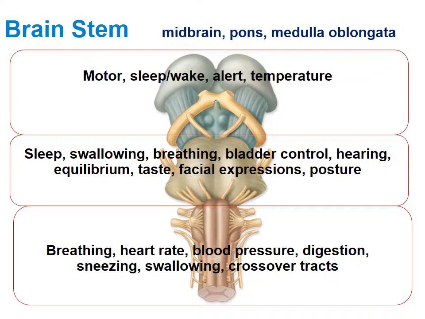The medulla oblongata also contains the crossover tracts for the body. Remember, the brain is contralateral. We have to switch sides somewhere, and the tracts going up and down to the spinal cord cross over here.